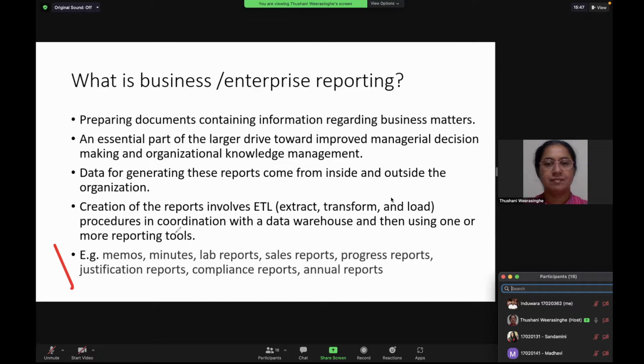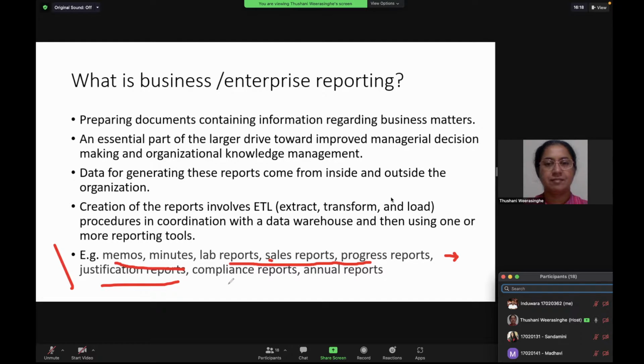Sales reports, progress reports, and these things. Now the minutes, memos and things, maybe monthly, but sometimes you need to prepare them daily as well. The progress report is usually prepared weekly or monthly. And the justification reports, justifying what is happening there, so that's whether we are going in the right direction.